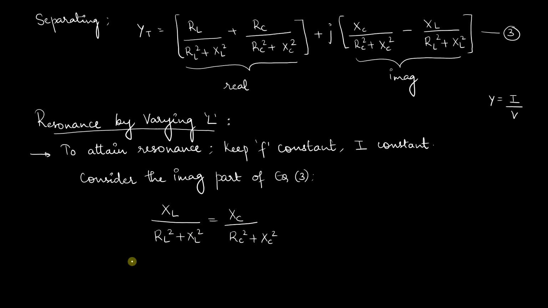Okay, so since you have ZC square to be equal to RC square plus XC square, I can rewrite this equation as XL divided by RL square plus XL square to be equal to XC divided by ZC square. Now let us cross multiply these parameters. So you get this as XL into ZC square to be equal to XC into RL square plus XL square.